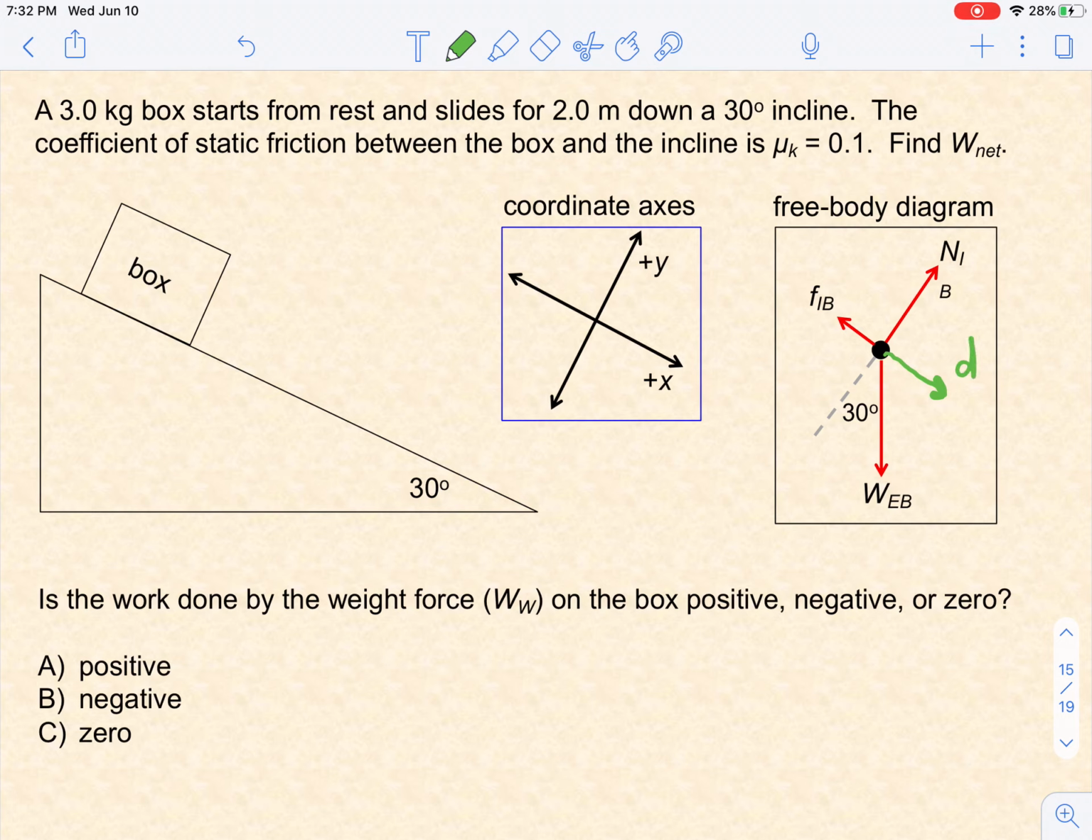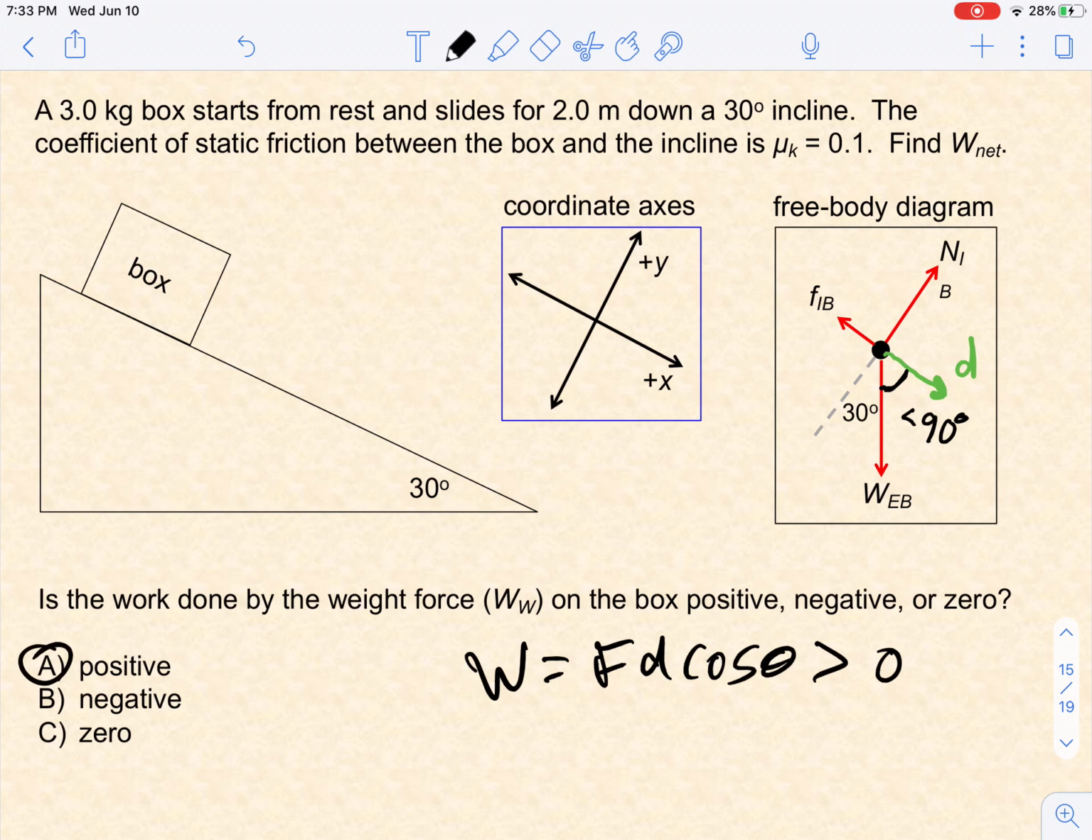Now, the weight force is pointing straight down, but it has a component which is in the same direction as the displacement. Another way to think about that is simply to say that this angle here is an angle which is less than 90 degrees. You can see that quite plainly. And so it's going to have to give me, in this equation, F d cosine theta, a value which is greater than 0. So we're going to have a positive value for the work done by the weight.